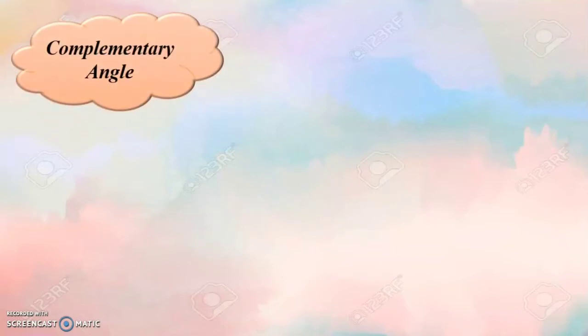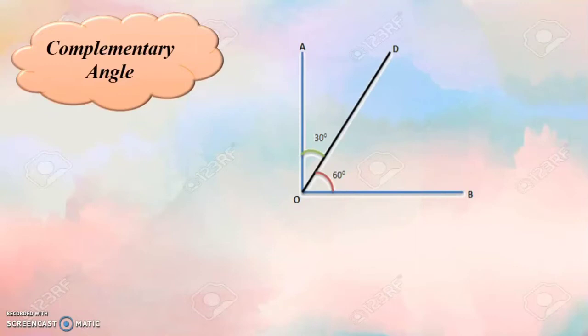Next is the complementary angle. We have angle AOB, which is also divided into two parts, or say two angles. One is angle AOD and the other is angle DOB.